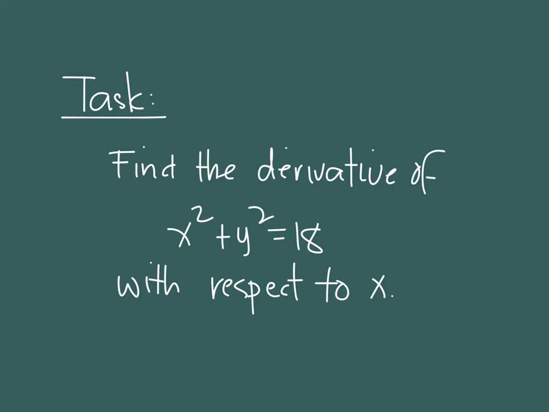Okay, so sometimes we are given an equation in which the x and y are not separated, in the sense that y is on the left side and x is on the right side. Okay? We can have something like x squared plus y squared equals 18. So what should we do if we are supposed to find the derivative of such a function?